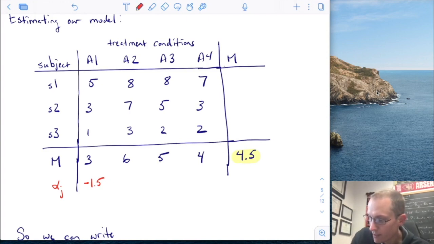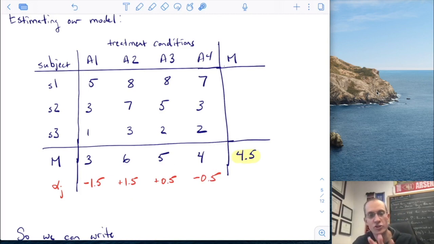We'll take 6 minus 4.5, which is a plus 1.5. We'll take 5 minus 4.5, which is a plus 0.5. And then we'll take 4 minus 4.5, which is a minus 0.5. So there we have our four treatment effects. Remember, the treatment effect is what you have to change the grand mean by to get the treatment mean. So this is all just like we did in the first example.